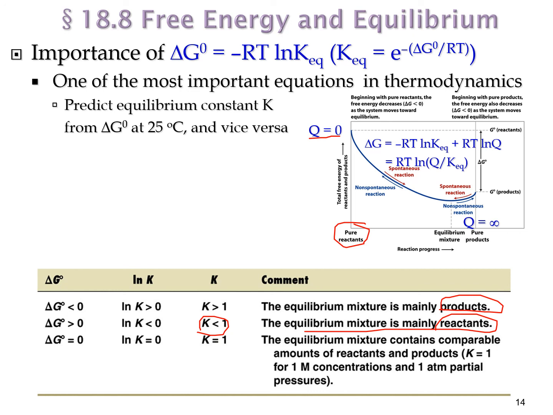With the forward direction, that means KEQ is greater than 1, so log of KEQ is positive. Positive multiplied by negative RT makes delta G less than 0. So the forward direction is spontaneous. So it keeps on going, but it won't go all the way to the product.